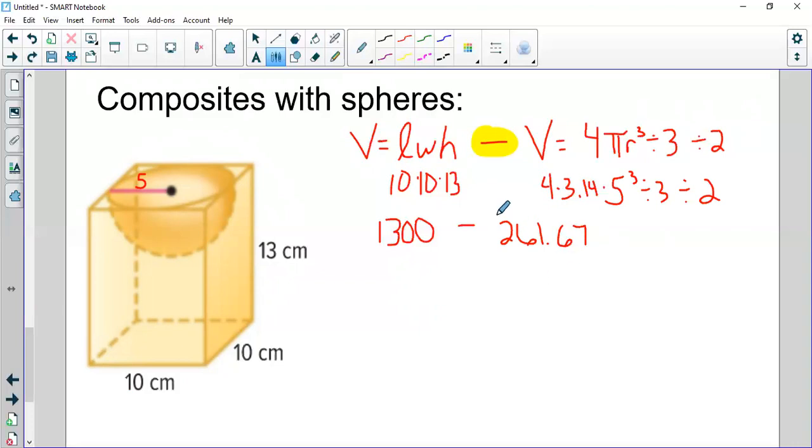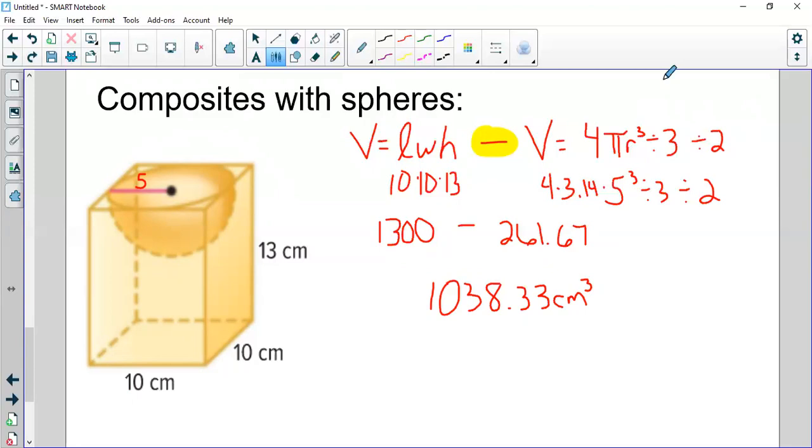Because I'm rounding to the hundredths place. Now I'm going to subtract. 1,300 minus 261.67 gives me a volume, with that missing hole, that bowl cut out at the top, of 1,038.33 centimeters cubed.